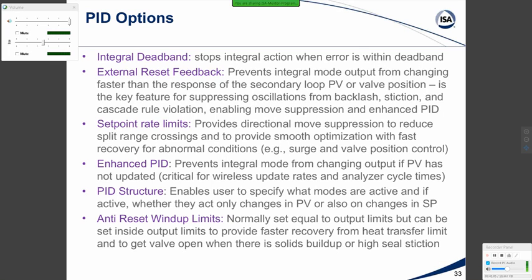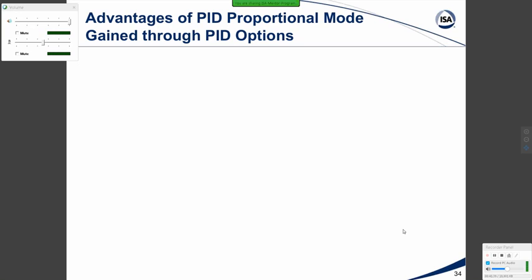And then we've got the reset windup limits. Actually, a lot of PIDs may not have this. That's kind of built into their output limit specification, but in some of these PIDs you can set those to be different than the output limits, and if you set them inside, they can provide faster recovery from heat transfer limits and get the valve open when there's solids buildup or high seal or seat friction. And then feedforward control: we have flow and speed ratio control corrected by the PID.